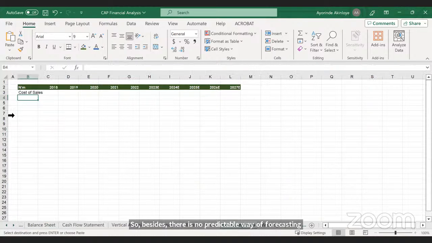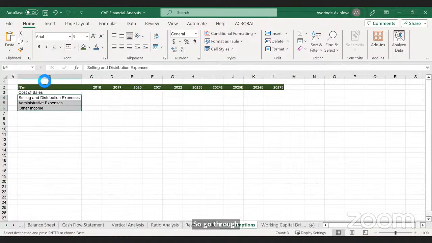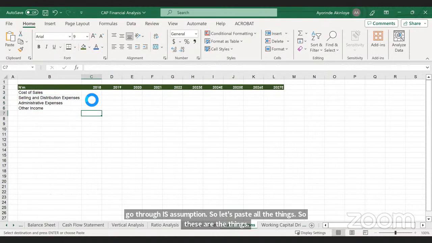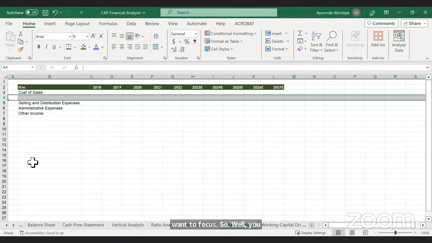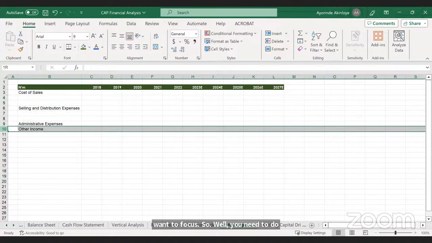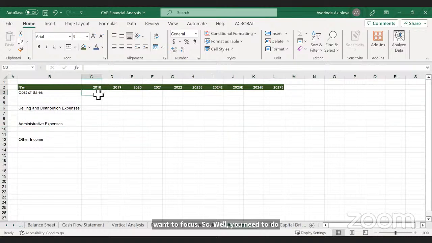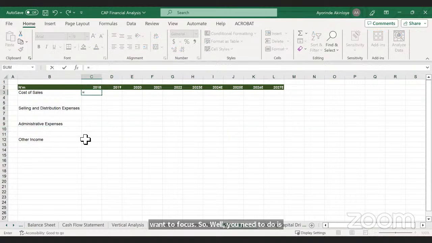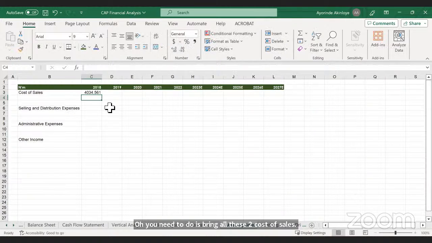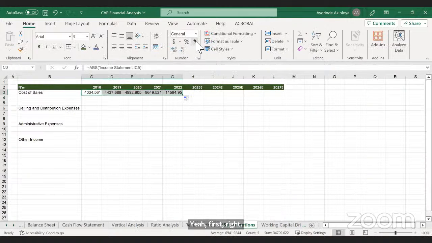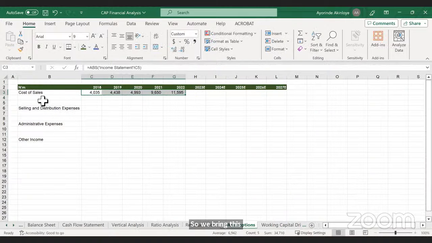So we'll go to IS assumptions. Let's paste all the things. These are the things we want to forecast. All you need to do is bring all the historical cost of sales here first, right? So we bring the historical cost of sales here. You will understand what I want to do now.